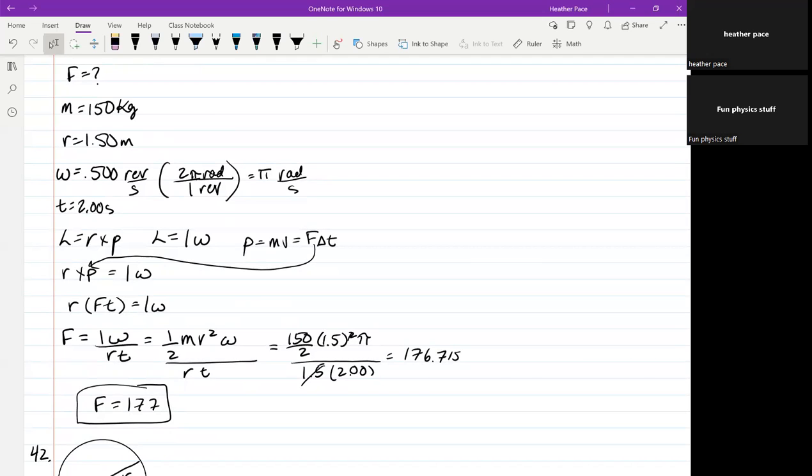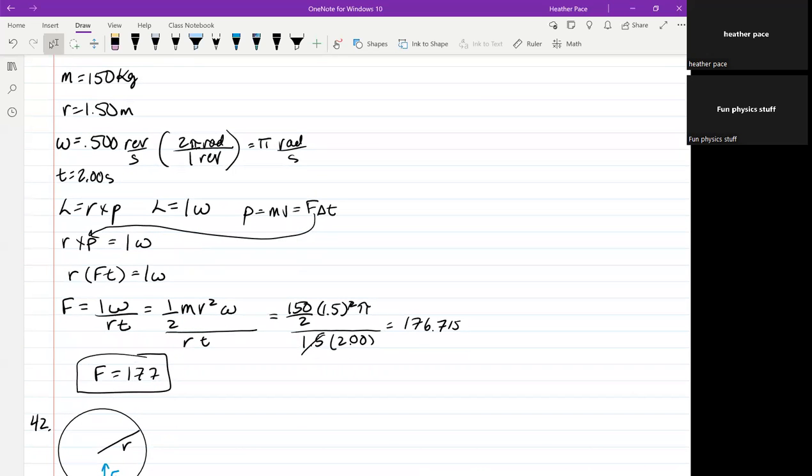All right, so write down what we need. We're looking for force. What we're given: mass is 150 kilograms, R is 1.50, and omega equals 0.5 revolutions per second. We don't want to deal with revolutions per second. This is a physics class, not an engineering class, so we're going to change it right away. If you see revolutions per second, don't even look at the rest of the problem, just change it to radians per second. So we multiply 0.5 by 2 pi radians, and we get pi radians per second. And we get T equals 2.00 seconds.